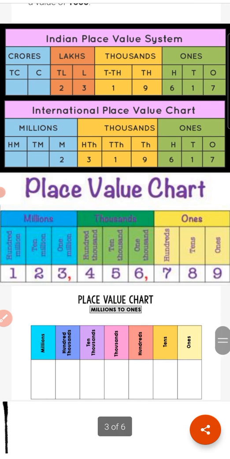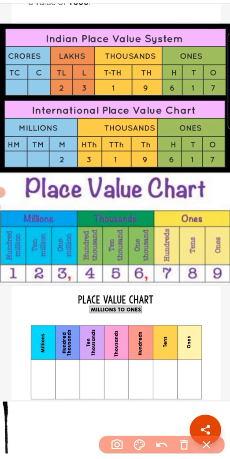See here, the place value charts of two systems are given, that is the Indian place value system and the international place value chart. Here we are using the international place value chart, because our publications are international.